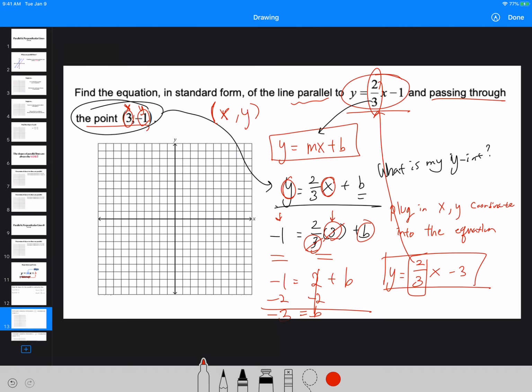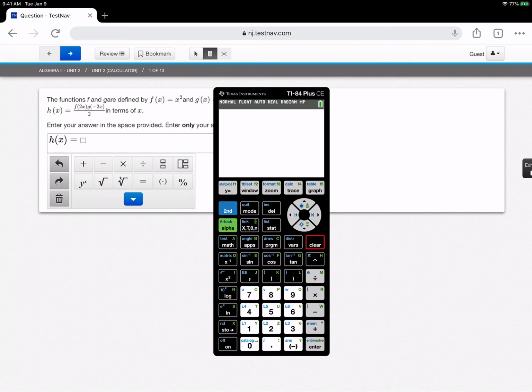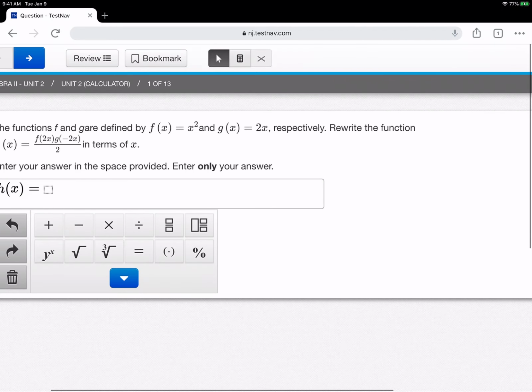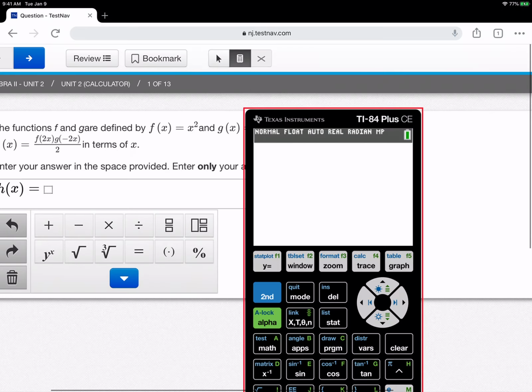Alright, so here, I'm going to show you something on a calculator to prove my point. Let's say that you're given a graphing calculator, and for those of you who do not have a graphing calculator, do not worry. If you just go to the website that I provided for you up here, nj.testnab.com, and keep on clicking guess, next, next, next, you should be able to see this screen right here. This is like an online testing source for NJSLAs. And you can just click on this button at the top, which will get you access to a free calculator.